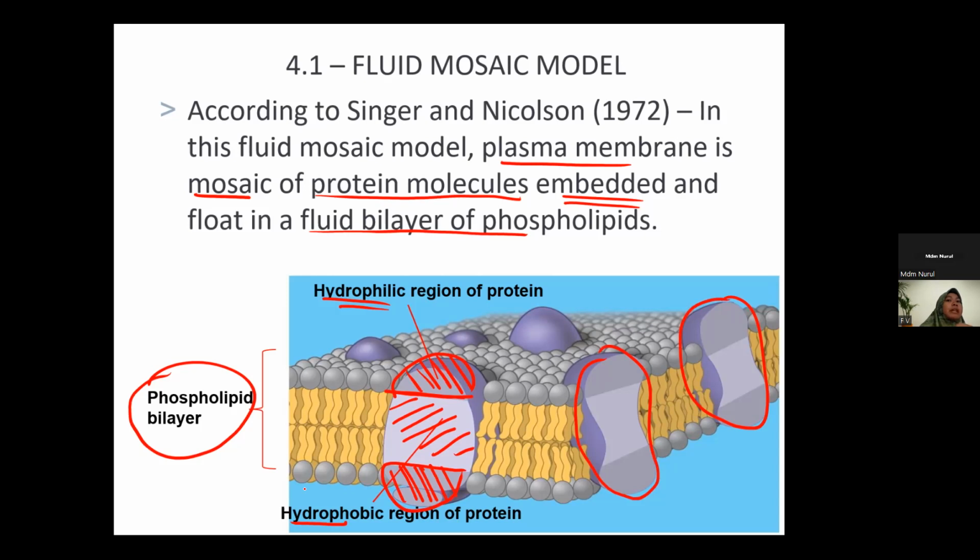Okay. Take note benda ni because we are going to explore it after this. So protein ada dua bahagian. Hydrophilic region of the protein and hydrophobic region of the protein. Hydrophobic akan duduk di tengah-tengah sebab dia tak boleh interaksi dengan air. Dia takut dengan air. Okay, done? Alright.